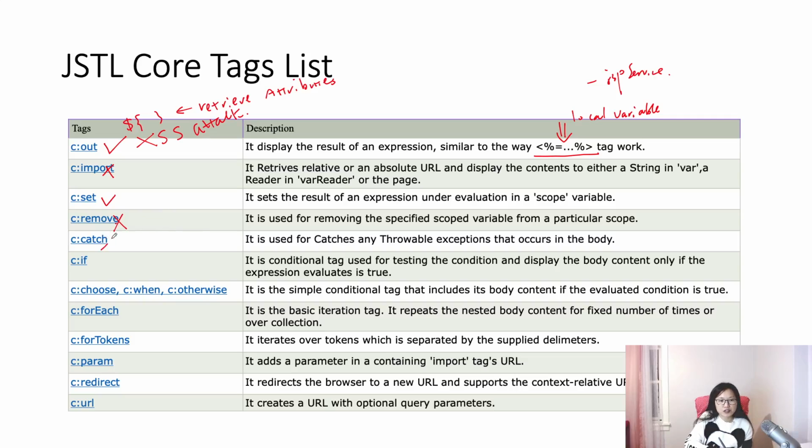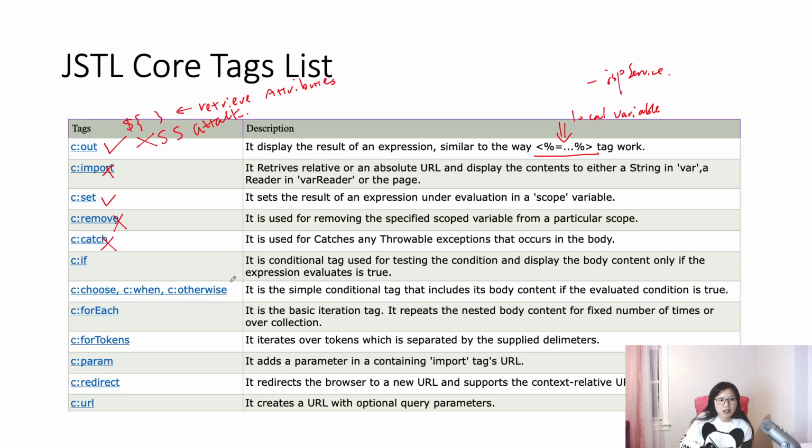Okay, c:catch, we also didn't introduce. Here you can catch the exception, and based on the exception do some actions on the JSP page. I don't think this catch will be used a lot because we're trying to make our JSP scriptless, which means we don't want to have Java code inside our JSP. But catch is to catch the Java code when it throws an exception. So I don't think it will be used a lot.